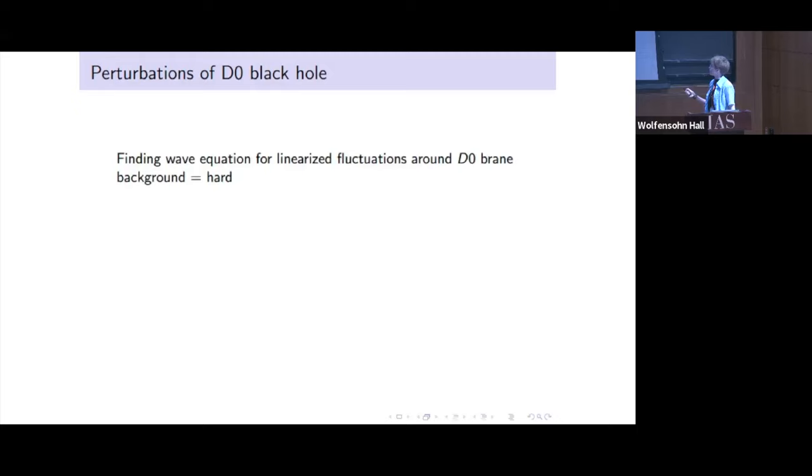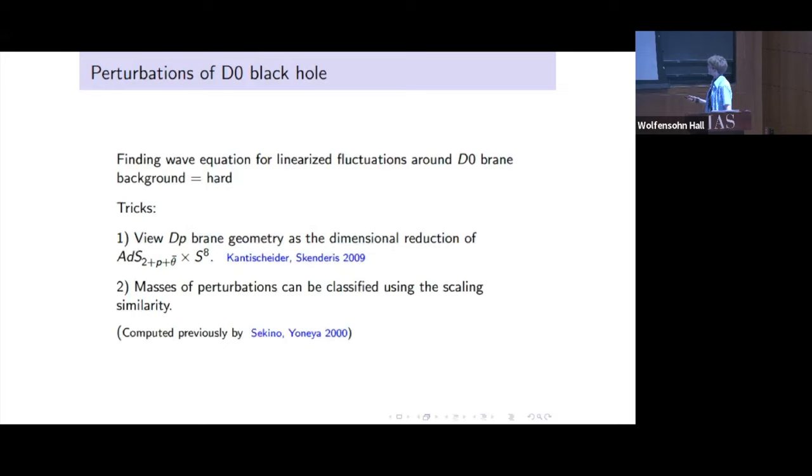So in principle, this involves expanding the action to quadratic order around this background, and then diagonalizing the equations, which is moderately complicated. But there are a couple of observations that simplify the calculation. The first is to view this geometry as a dimensional reduction of some higher dimensional AdS space without a dilaton. So you can think of the dilaton as coming from the volume of these extra dimensions. And the second observation is that the equations have a scaling symmetry, as I mentioned. And this essentially fixes the masses of the fluctuations around this background. So using these observations, you can easily write down the wave equation.